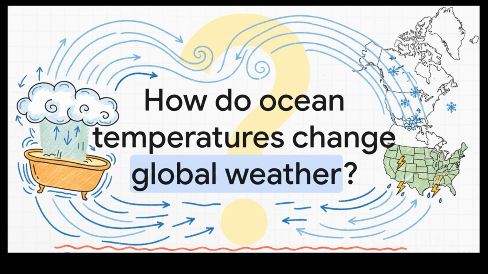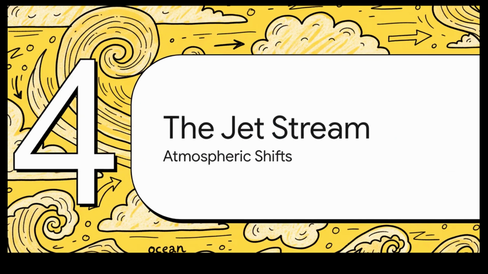We've been talking entirely about ocean currents and wind blowing across this Pacific tub. So how on earth does a warm bathtub change the weather thousands of miles away in a place like Canada or the inland United States? Like, what's the connection? That brings us to Section 4, shifting the jet stream, atmospheric shifts.